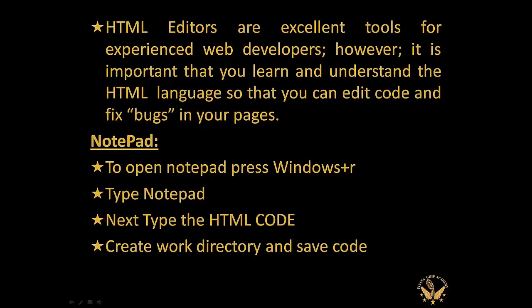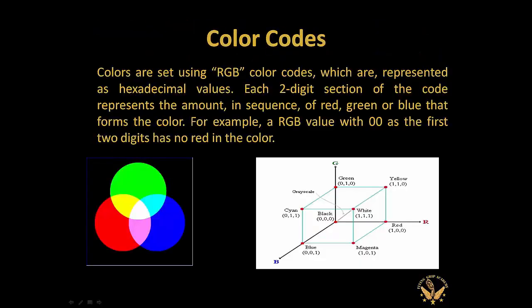Now I have already opened Notepad, and we have saved the HTML code under All Files. So now let us go to the color codes. What are the types of colors we have? On any computer or TV, you can see the three main colors which are mixed to provide different types of colors: red, green and blue. It is called RGB.